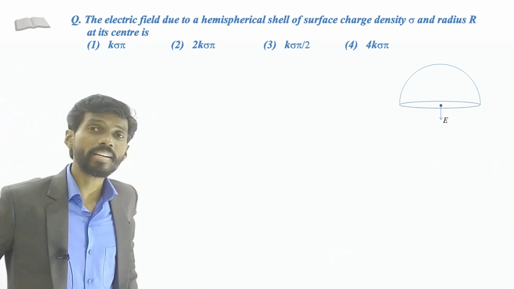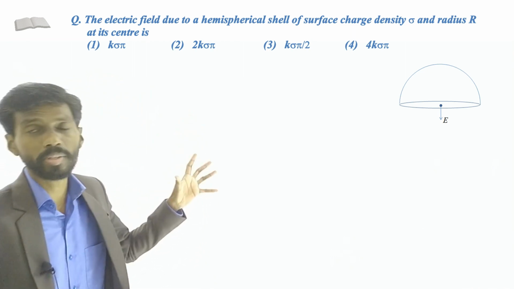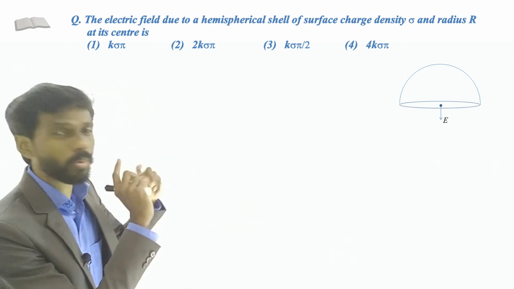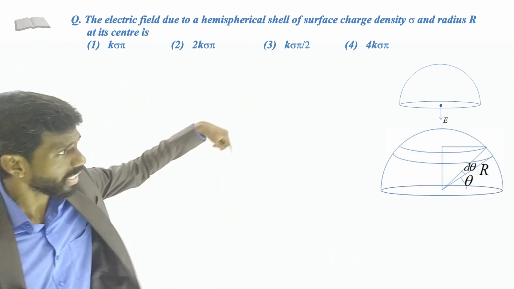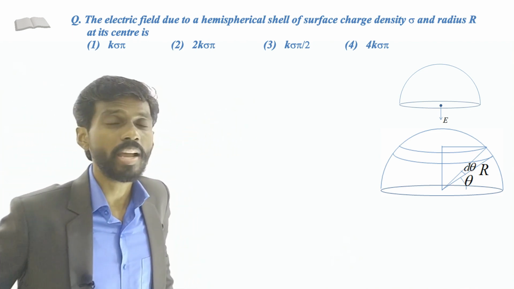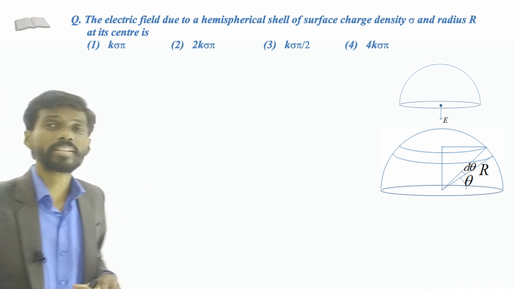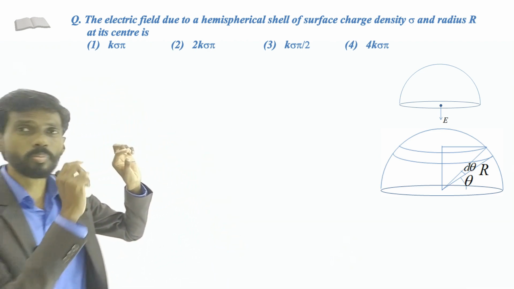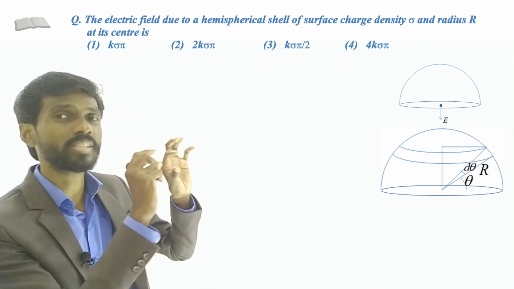Now we need to find the electric field due to this hemisphere at the center. So we will consider a small portion of this sphere, in the shape of a ring. Only due to this ring we will find the electric field. Now if you do the integration, we will get the electric field due to the entire surface. Do you understand? So this is a very small ring. The thickness is very small.